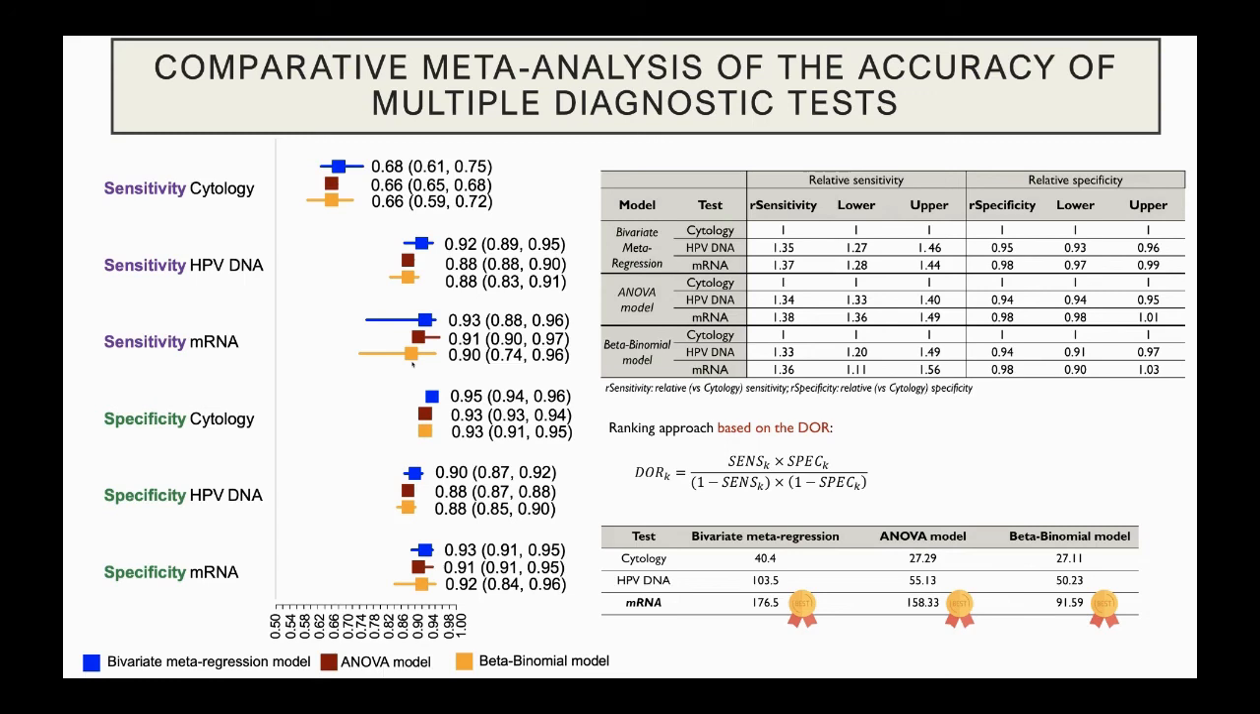Using the diagnostic odds ratio as a ranking approach, we also see that the mRNA is suggested as the most accurate test under all the models. Next, we will apply all models to our database of diagnostic test accuracy network meta-analysis data, and we will empirically assess the properties of the models.